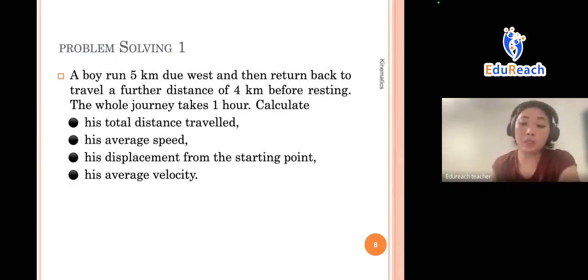This then changes his average velocity. His displacement is 1 km. The time taken is still 1 hour. So the velocity is actually 1 km per hour due west. So that's where average speed and velocity are different, because distance and displacement can be totally different given the same situation.